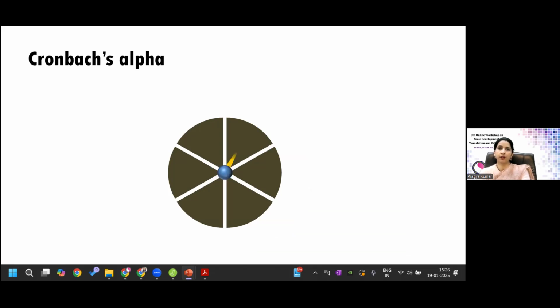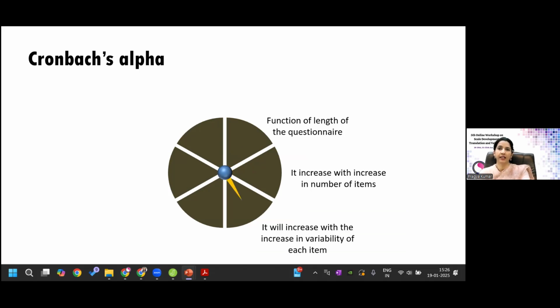So what are the properties of Cronbach alpha? It is a function of the length of the questionnaire. If the questionnaire is lengthy, meaning the number of items is more, the Cronbach alpha value will be higher, say 0.8. It increases with the increase in the number of items, and it increases with the increase in variability of each item. What do I mean by this? Variability means response variability. Can you remember the example where the person's mood every day was 6, 6, 6? Six means every day my mood is the same. That means there is no variance. Then in that case, the scale reliability will be less.